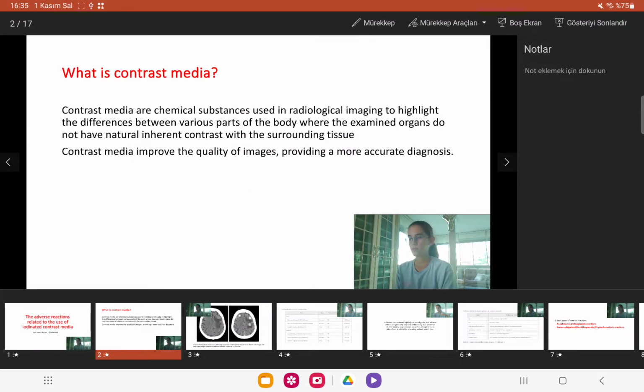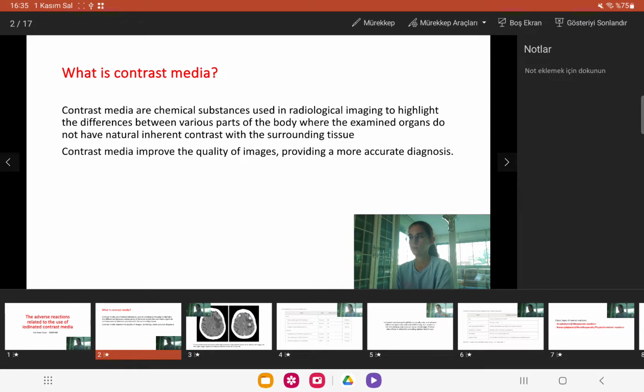So, what is contrast media? Contrast media are chemical substances that are used in radiological imaging to highlight the differences between various parts of the body where the examined organs do not have natural inherent contrast with the surrounding tissue.